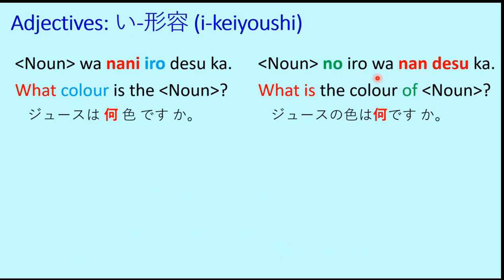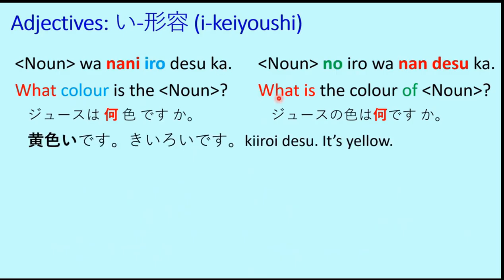So now, this is juice. Juice means the fruit juice. So juice wa nani iro desu ka? Juice wa nani iro desu ka means what color is the juice? And this is juice no iro wa nan desu ka? What is the color of the juice? So this is an example of what we just discussed. So now, what's the color of the juice?